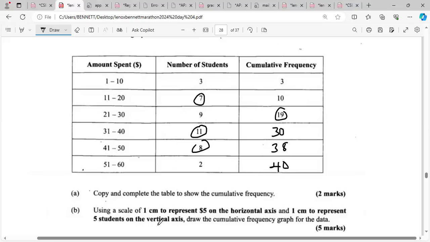And they say using a scale of 1 centimeter to represent 5 on the horizontal axis. So you're going to go up by 5. Each centimeter should be 5 units. That's on the x-axis. And 1 centimeter representing 5 students on the vertical axis. Then you draw the cumulative frequency, and basically plot these points. But Sunday, guys, I will walk us through it.